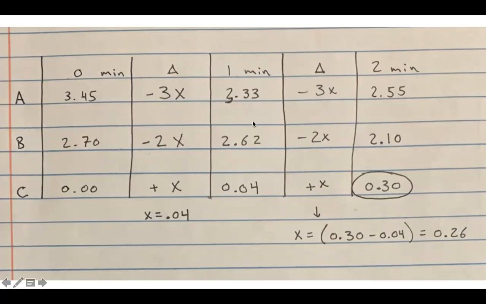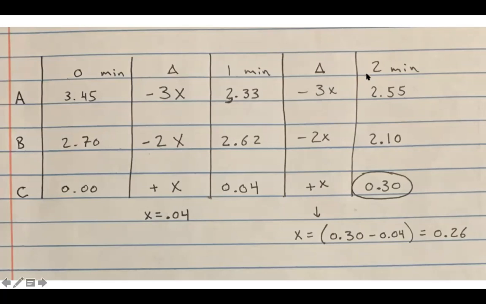For B, the change from minute 1 to minute 2 should be negative 2x, and if x is 0.26, it's negative 2 times 0.26. We do that change and find that the concentration at minute 2 should be 2.1. We do the same thing for compound A, negative 3 times x, which is 0.26. When we do that subtraction, we find that the concentration of A after 2 minutes should be 2.55 molar.